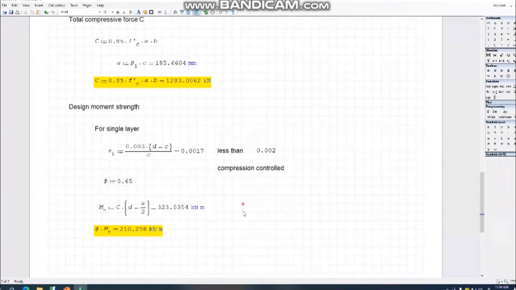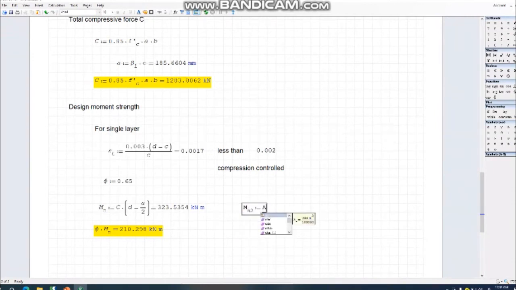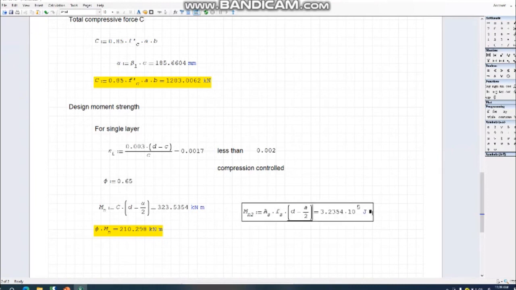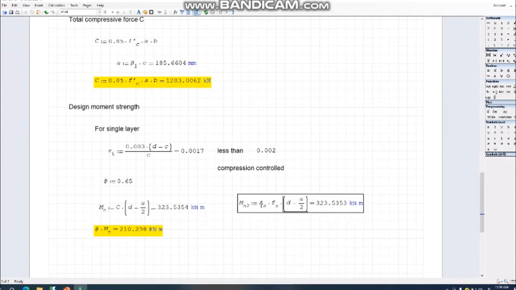Katong formula ito kanina, pwede pa ito gamitin. Pwede ka mo-compute kayo na, let's say, MN, pwede ito gamitin kayo na AS, but take note, dili ka mo gamit ang FY, but instead, you will use FS na, times D minus A over 2. Kasi parehas, no? Since wala nag-yield na ato steel, FS ang gamiton, but kung nag-yield na ang steel, FY.